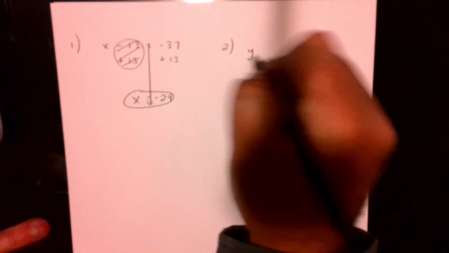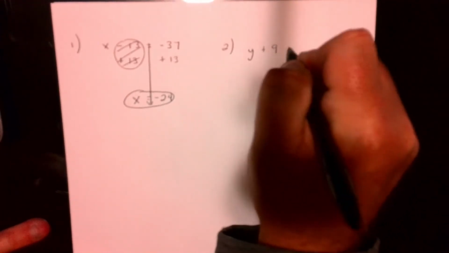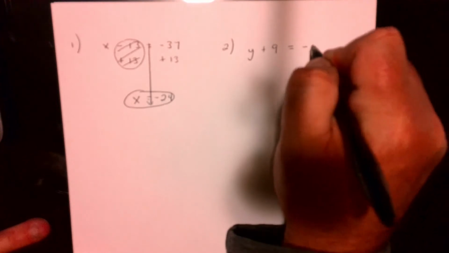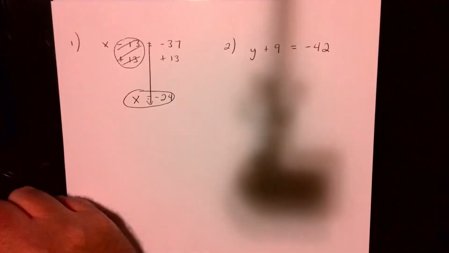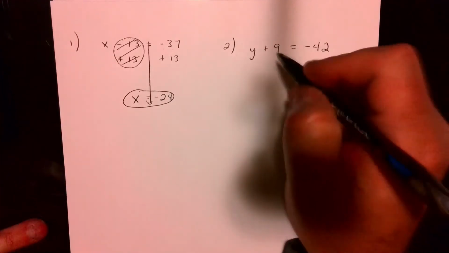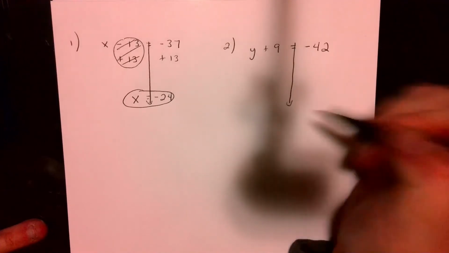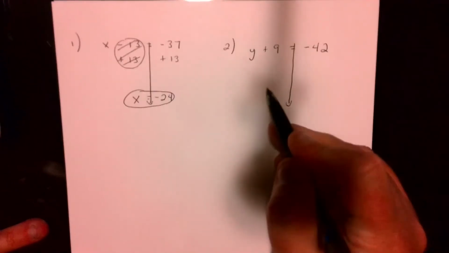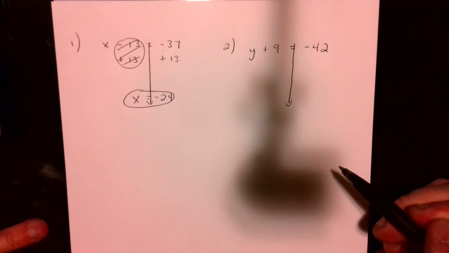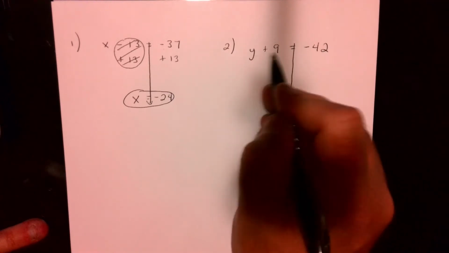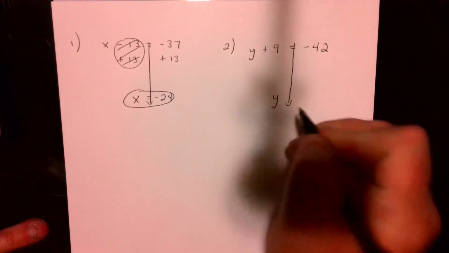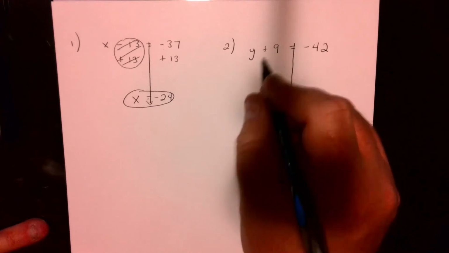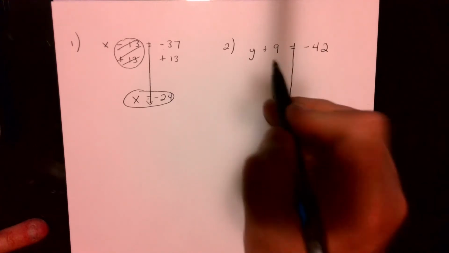If we have another one, y plus 9 equals a negative 42. Same thing, first thing we want to start is find the equal sign, break the problem in half. Get a right hand side and a left hand side. This time we're solving for y. We want to get y to be the only thing over here on this left hand side. So we need to undo the problem.